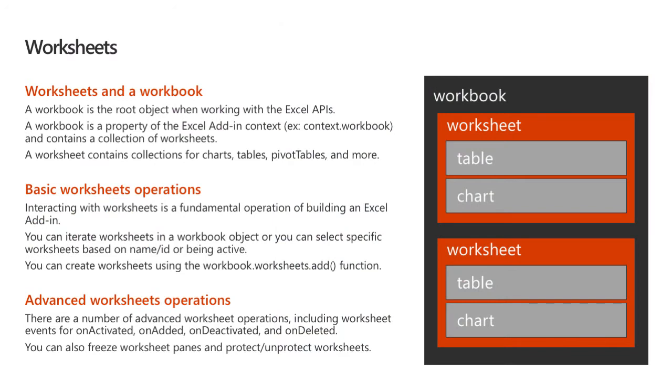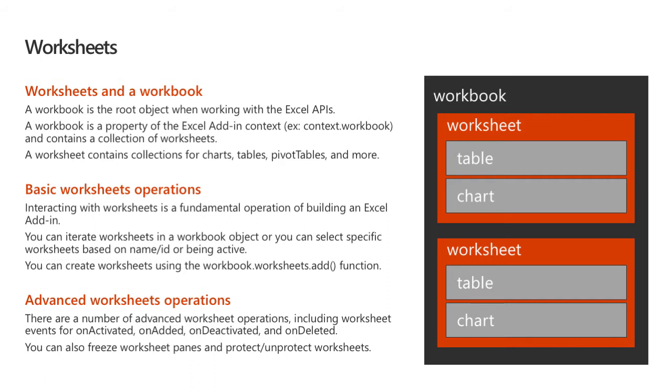Worksheets and a workbook. A workbook is the root object when working with the Excel APIs. A workbook is a property on an Excel add-in context, and it contains a collection of worksheets. A worksheet contains collections for charts and tables and pivot tables and more. So a workbook is like the Excel file. A worksheet, those are the tabs that go across the bottom that you may be familiar with.